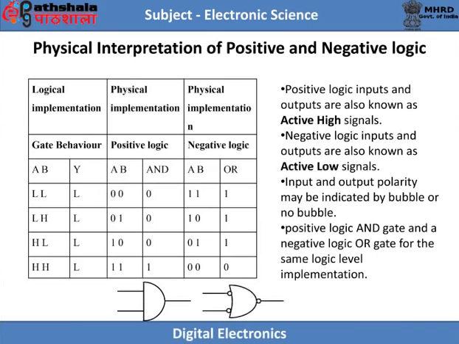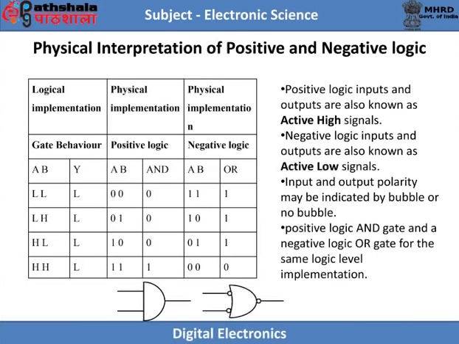Consider the table to understand the logical interpretation of any gate. It is dependent on whether positive or negative logic is assumed. This table demonstrates how the physical interpretation of a logic gate changes with positive and negative logic implementations. A physical implementation of a gate has two different representations depending on whether positive or negative logic is used.